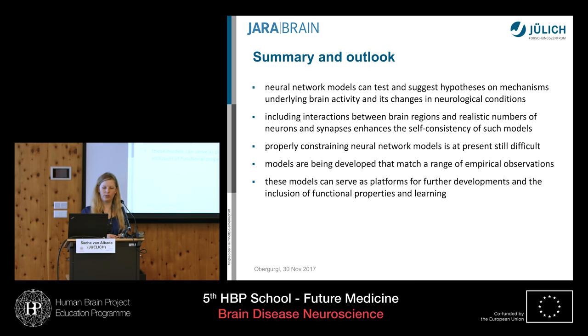So to summarize, neural network models can test and also suggest hypotheses on mechanisms underlying brain activity and also its changes in neurological conditions. Including interactions between brain regions and realistic numbers of neurons and synapses enhances the self-consistency of such models. At present, it's still very difficult to properly constrain such models, as you saw, but a number of models are being developed that can serve as a basis for future work, including also functional properties and learning. And I think the main point is that we need to build on existing work and not each start a new model, and this is exactly what the Human Brain Project is also promoting and facilitating.